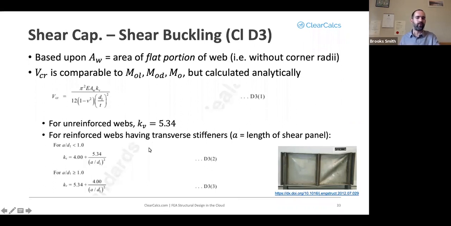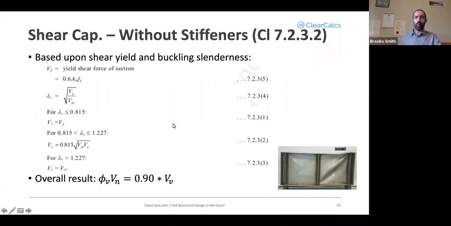For reinforced webs that have transverse stiffeners, so vertical stiffeners such as you see in the lower right here, then you use a second set of equations where A is the length of that shear panel that you have between your transverse stiffeners. Once you have that V critical, then there are two different sets of calculations you follow after that. One for if you don't have stiffeners, the other for if you do have stiffeners.